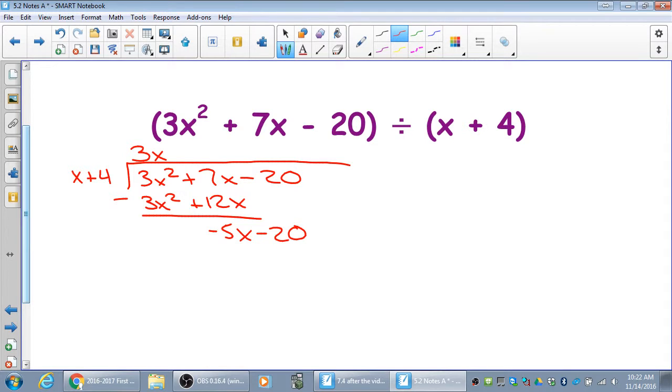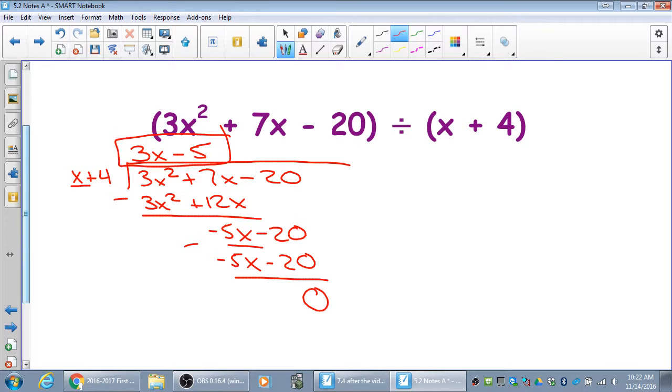Well, now we only look at the leading ones again. We only look at what do we multiply times x to get negative 5x? Well, it's just negative 5. Negative 5 times x is negative 5x. We wanted them to match up. Then whatever happens after that, we don't care. We'll deal with that. We're not trying to match up everything. But in this case, it just happens to match up. So when we subtract, we get a remainder of 0. So the answer is 3x minus 5.